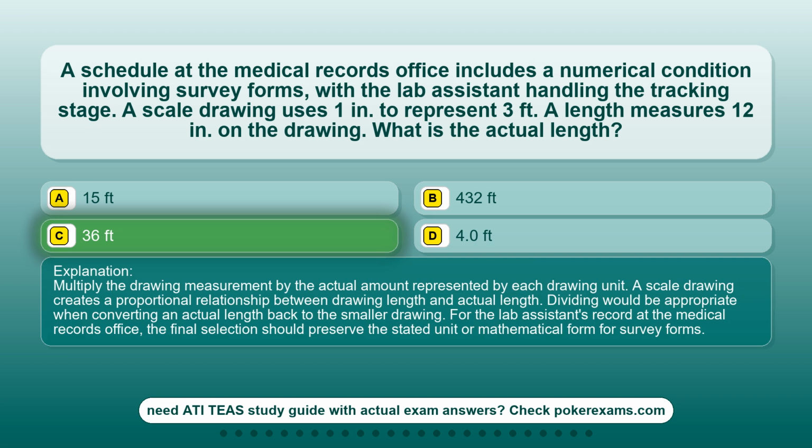Multiply the drawing measurement by the actual amount represented by each drawing unit. A scale drawing creates a proportional relationship between drawing length and actual length. Dividing would be appropriate when converting an actual length back to the smaller drawing. For the lab assistant's record at the medical records office, the final selection should preserve the stated unit or mathematical form for survey forms. Question 17.